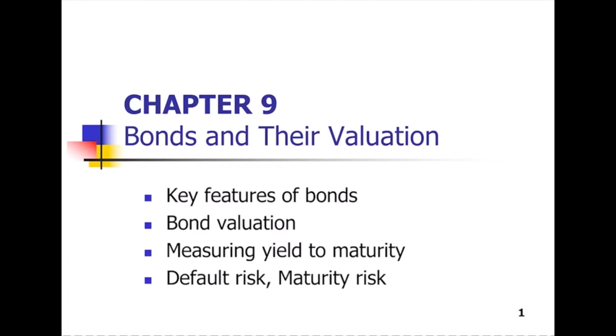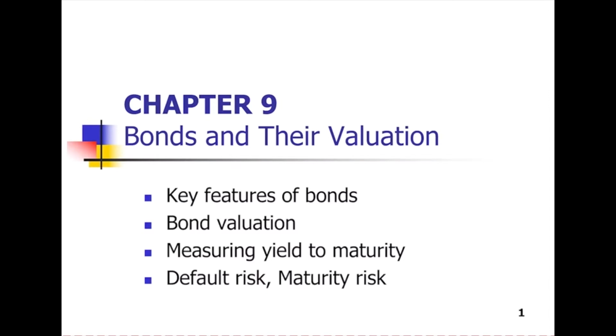Hello. Today we are going to run chapter 9, bonds and their valuation. There are two major financial assets, the bond and stock. We look at bonds first. Why? Because bond valuation is easier than stock valuation. Usually bonds have fixed interest and fixed maturity, so it is easy to come up with a timeline.